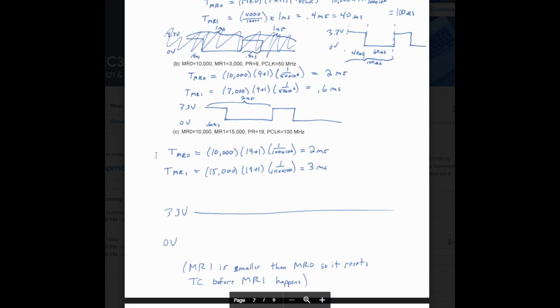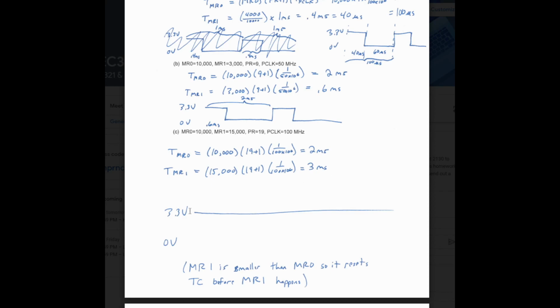For part C, we're going to make the same calculations, but now we see that MR1 is actually higher than MR0. And like we've seen in the previous problems, when we hit MR1 is when we go to 0 volts. So if we hit MR0 first, the standard way that this works is that we're going to reset the timer every time we hit MR0. And that same timer is used for both MR0 and MR1. We don't have two separate timer counters. And so we're never going to get to MR1. We're always going to get to MR0 first.